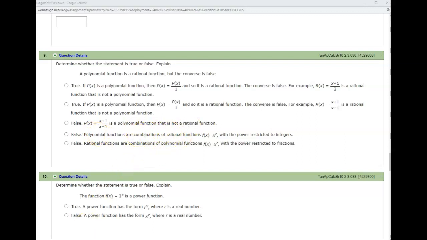In question number 10, 2 to the x is actually what we call an exponential function. X to the r is what we call a power function.